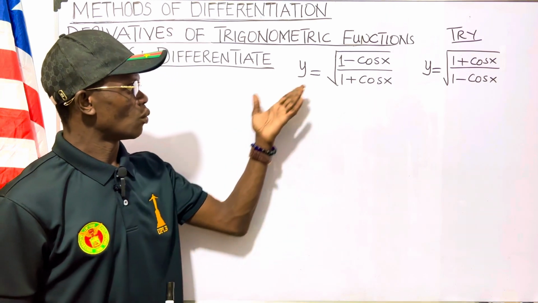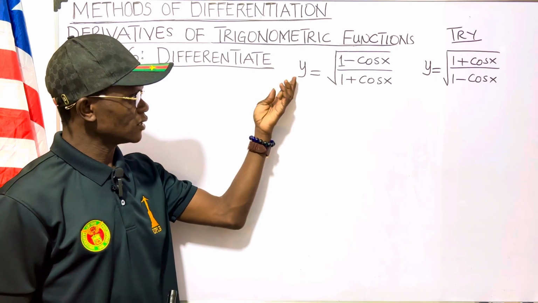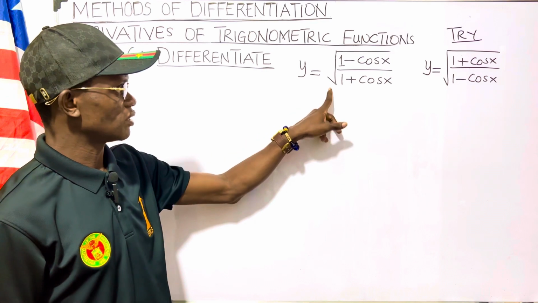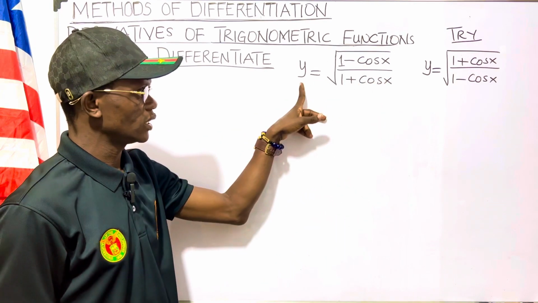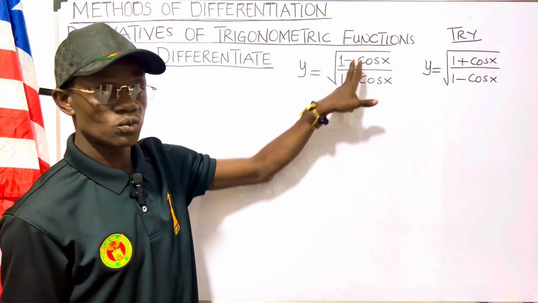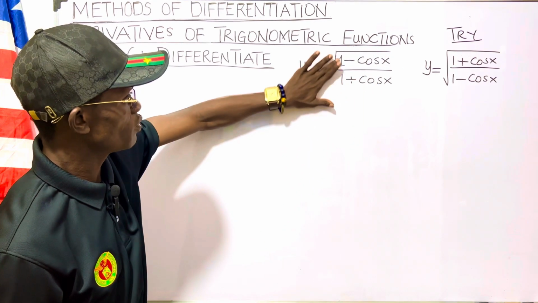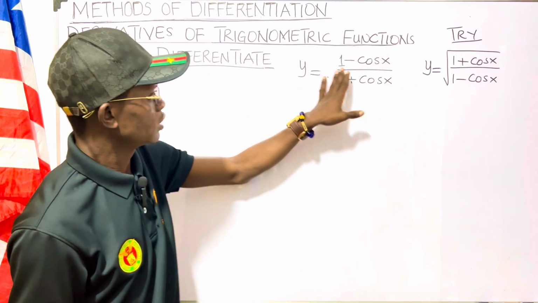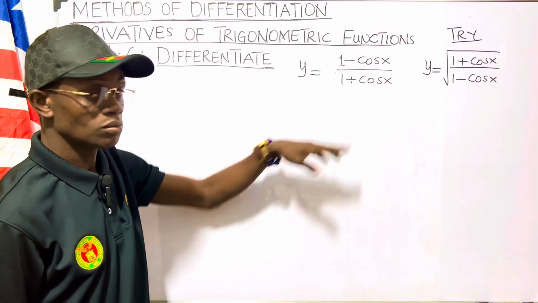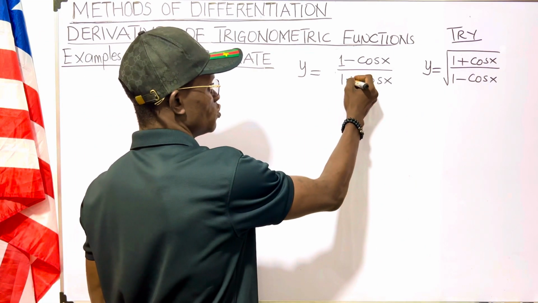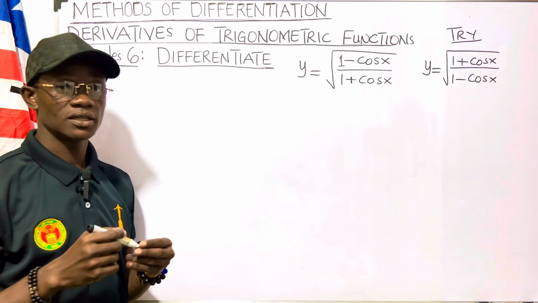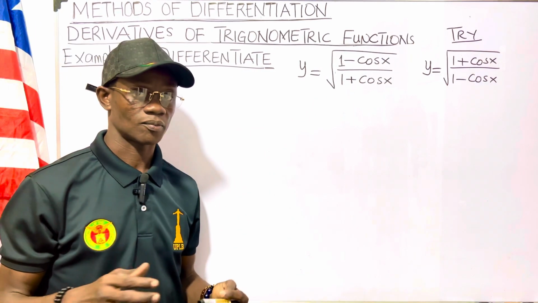Now, one way that we can think of solving this problem is to use implicit differentiation. That is, we square both sides to get rid of this square root, and use the quotient rule, because once the square root is gone, on this side of the equation you will have 1 minus cos of x divided by 1 plus cos of x. So it means you use the quotient rule. But I don't want to use this particular method. I want to use a different method.